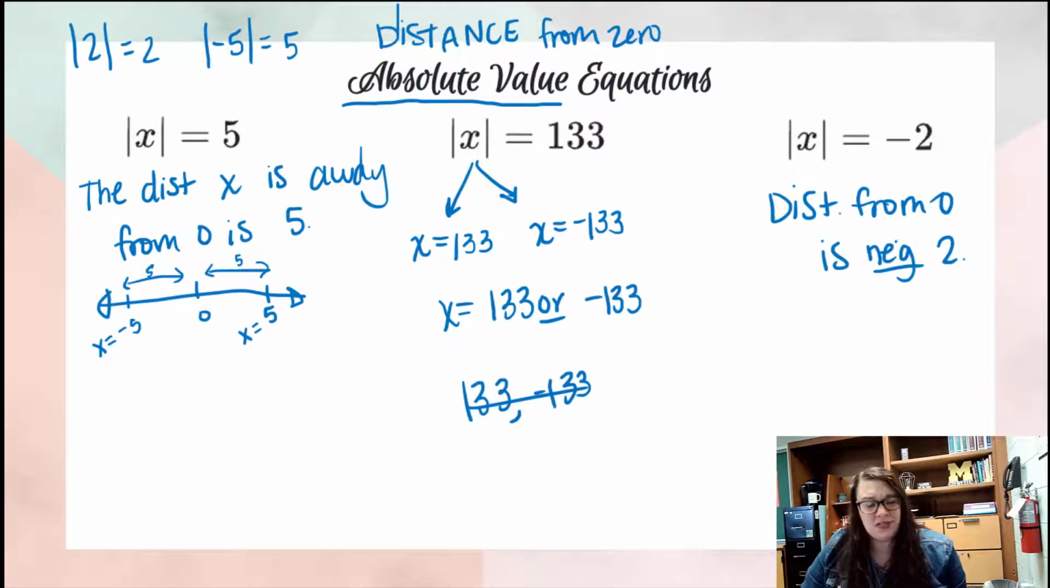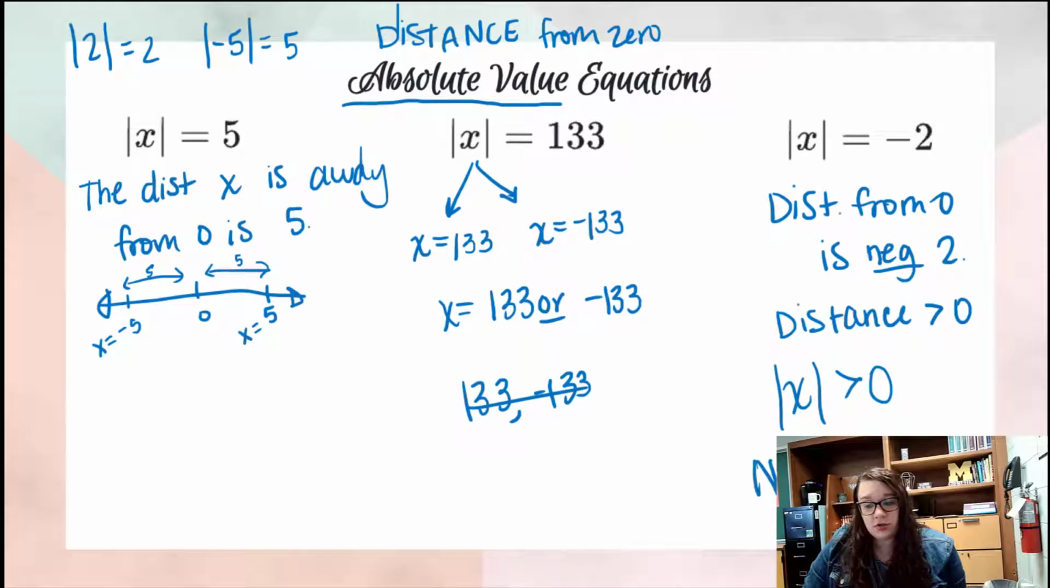Does a negative distance make sense is my question to you. Hopefully you said no. Distance can't be negative. Distance has to be greater than 0. Like, for example, if I drive to school 5 miles, when I go home, I don't say I drive -5 miles. That doesn't make sense. I'd still drive 5 back. So in this case, we've just recognized that the absolute value of something, anything, has to be greater than 0. So therefore, this problem should be no solution as an answer.